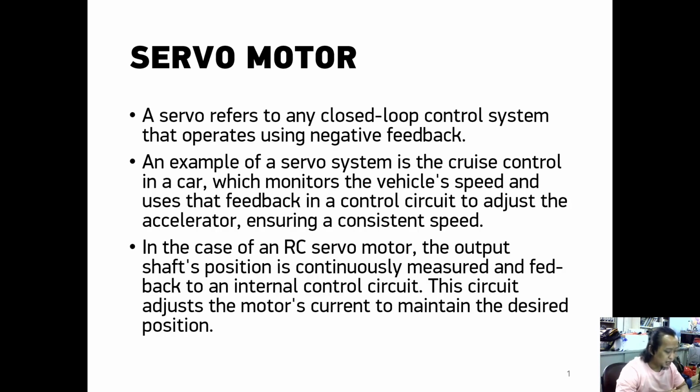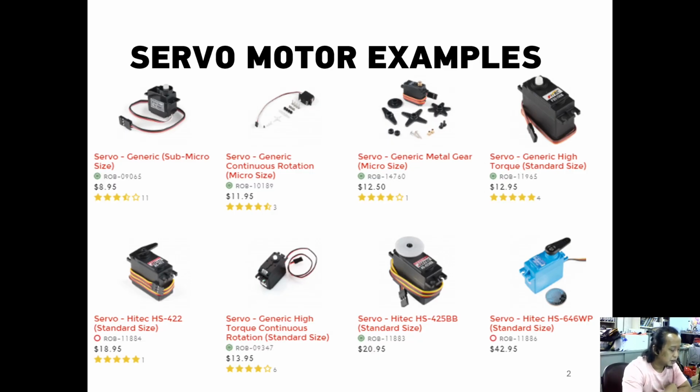In the case of RC servo, the output shaft position is continuously measured and fed back to an internal control circuit. The circuit adjusts the motor's current to maintain the desired position. This is some servo motor example. The price is from $9, $11, $12 like that, up to $42 or $43.